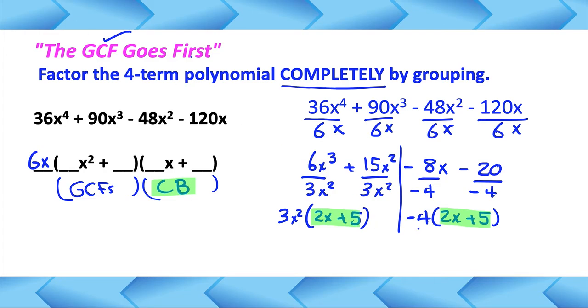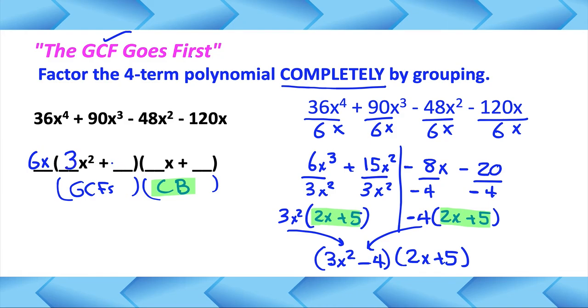Okay, next move, we put our common binomials. We put our GCFs together because they're doing the same thing. The 3x squared minus the 4 are doing the same thing. What are they doing? They're multiplying the common binomial 2x plus 5. So we can combine them, we can group them, we just can't simplify them. So we put a 3x squared minus a 4. If it's negative, put a minus in there. It'd be a 2x and a 5.